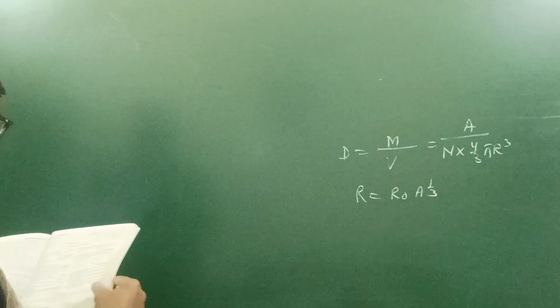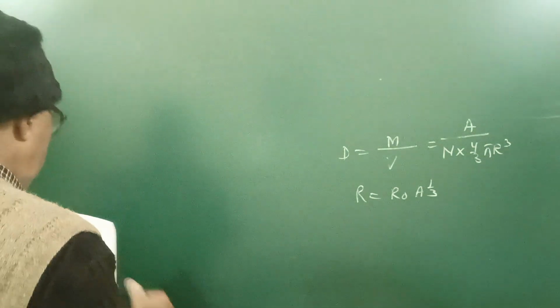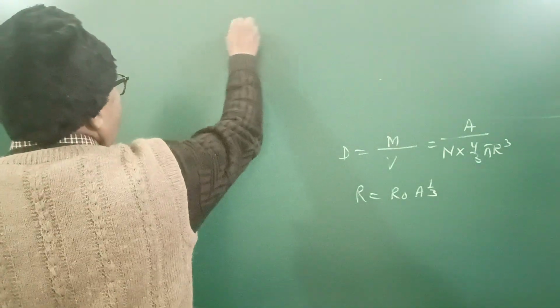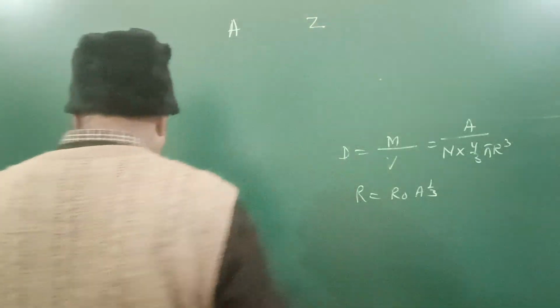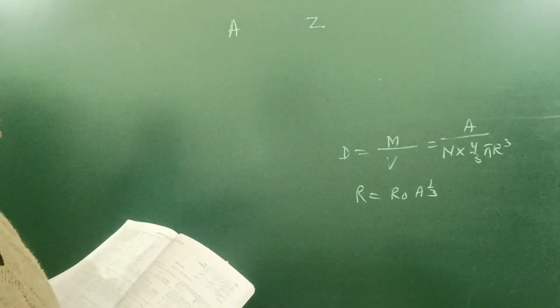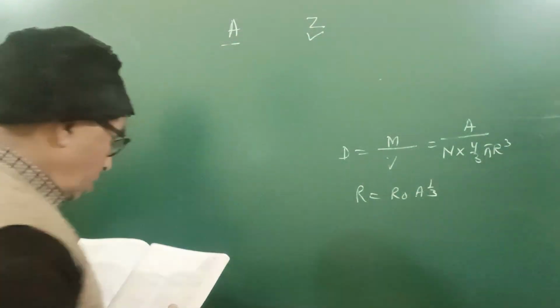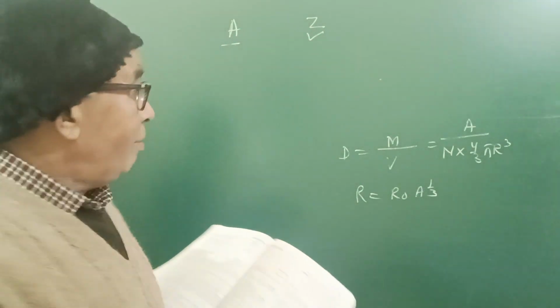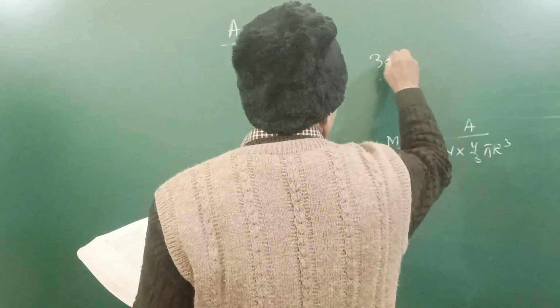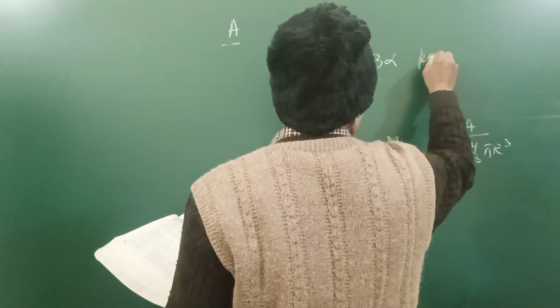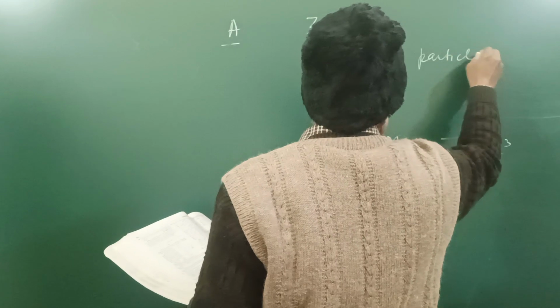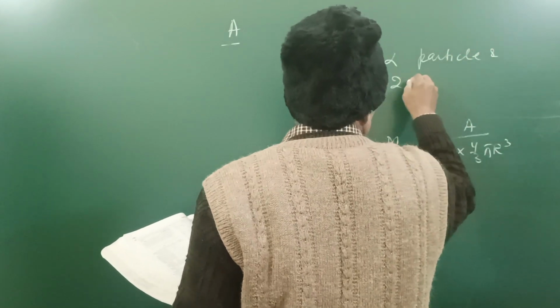A radioactive nucleus with mass number A and atomic number Z emits 3 alpha particles and 2 positrons.